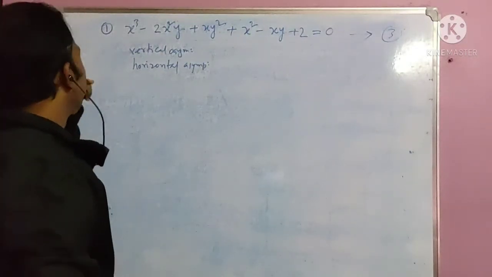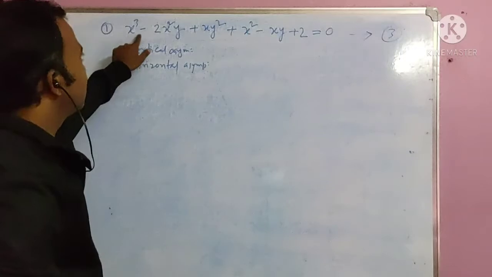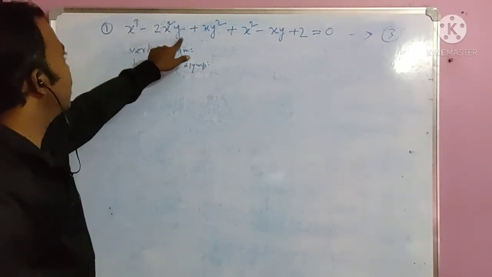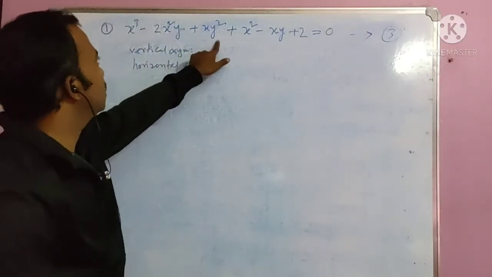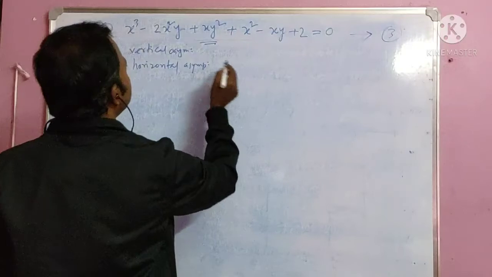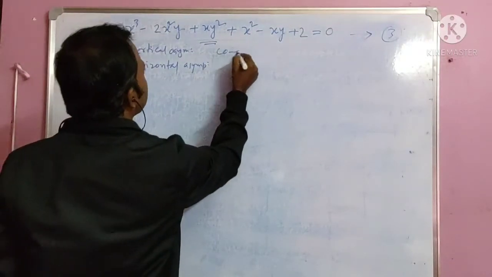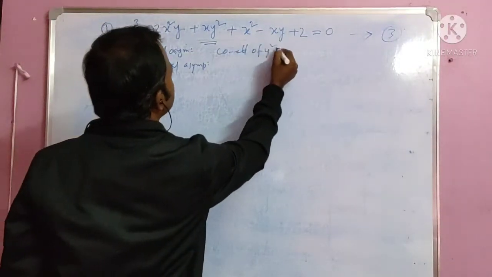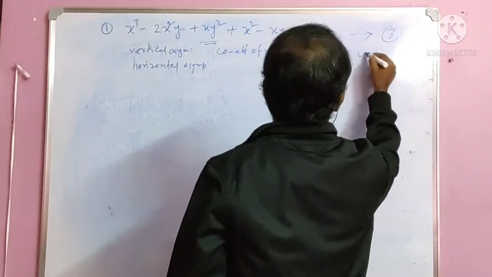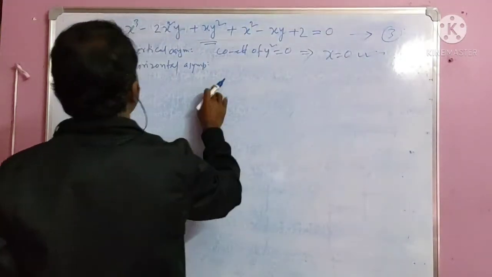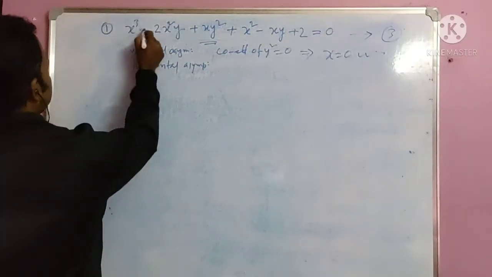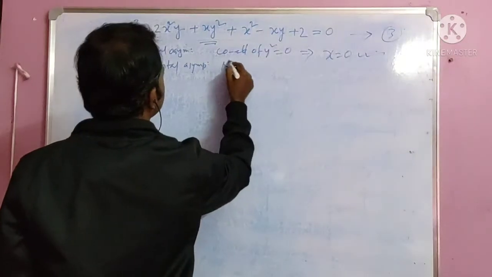For the vertical one, we look at the coefficient of the highest power of x, that is the coefficient of y, so yes, this y square. Vertical would be coefficient of y square equals to 0. This gives x equals to 0. So this is a vertical asymptote. And for the horizontal one, x cube has a constant coefficient, so therefore no horizontal asymptotes.